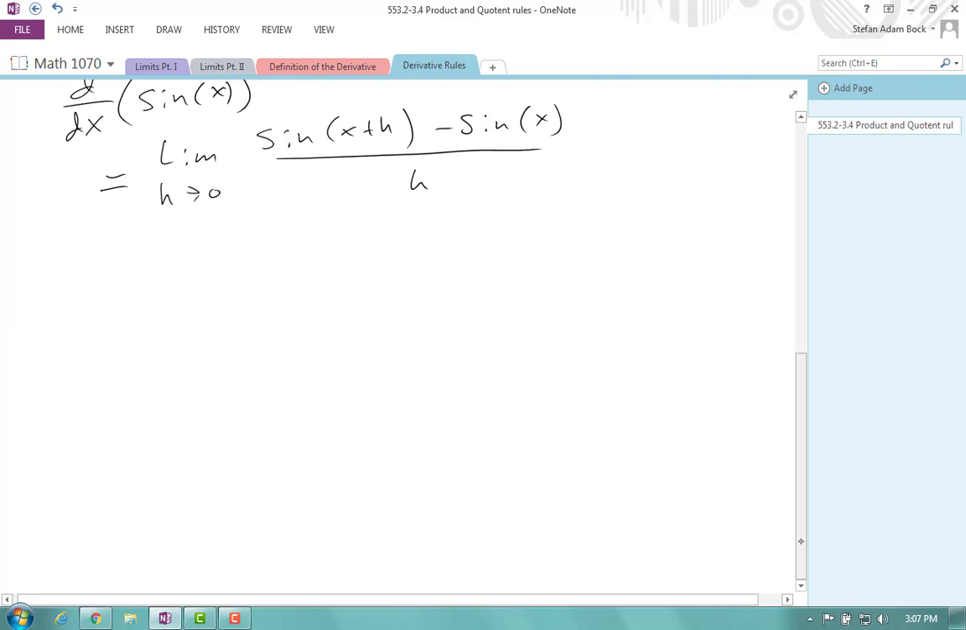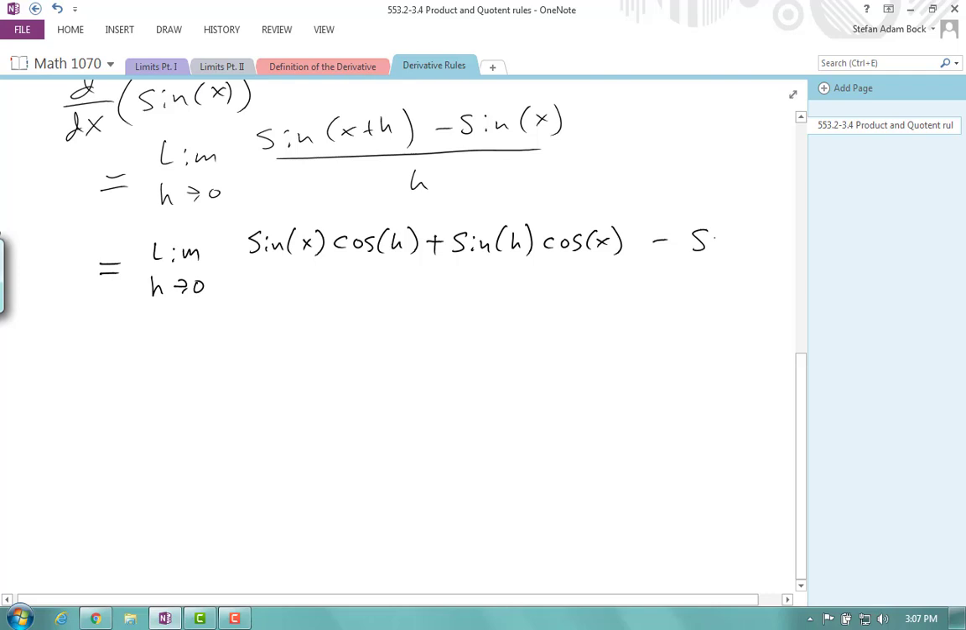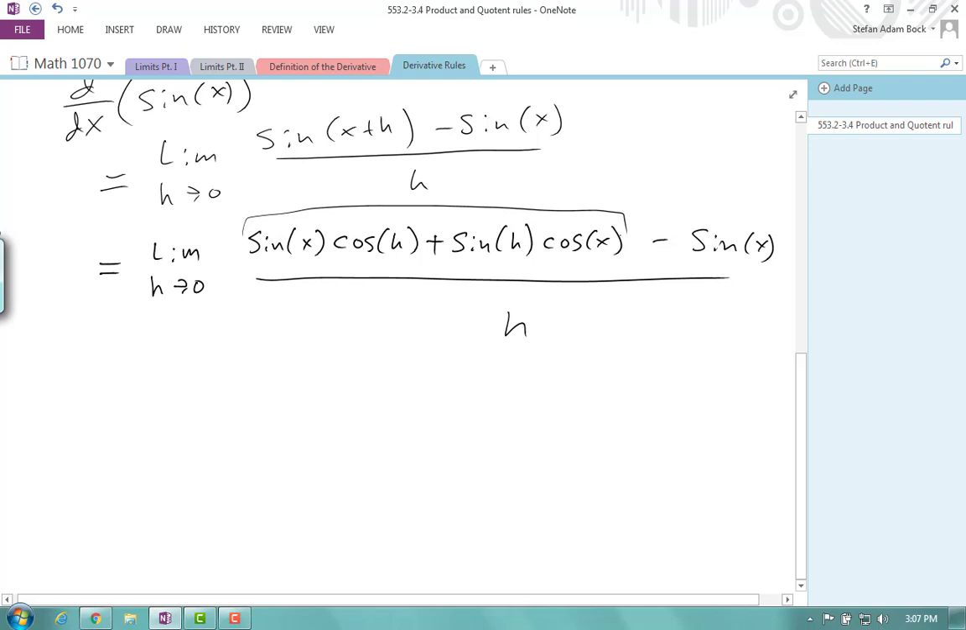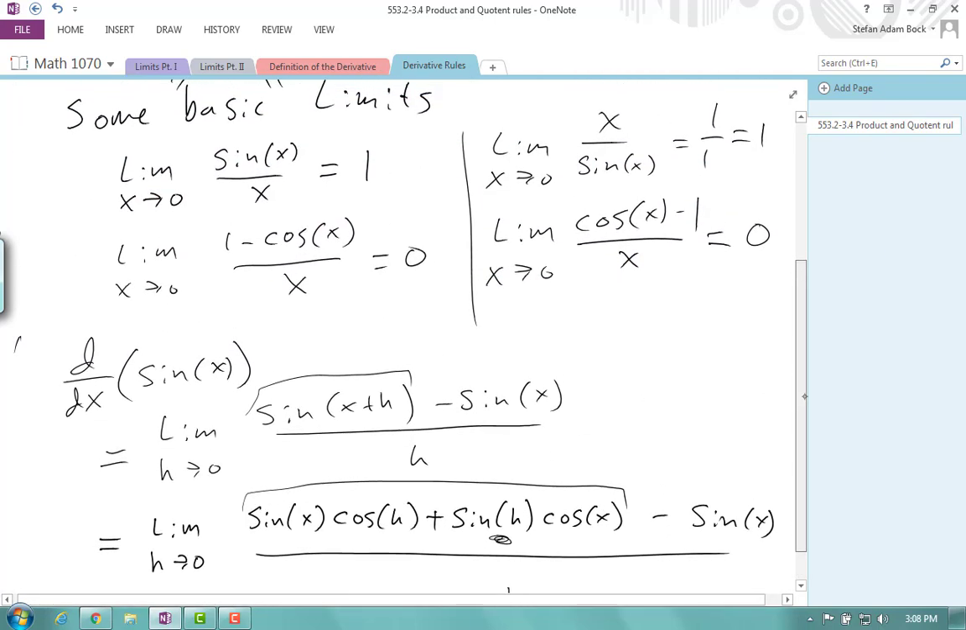But what I can do is apply one of my trig properties, or identities. The sum identity for sine is going to be sine of x cosine of h plus sine of h cosine of x, minus sine of x, all over h. And that's just from this first term here. Now it's a little worse, but what I do see is I have a sine of h over an h, and I'd like to use that if I can, because that matches up with my very first limit identity here.